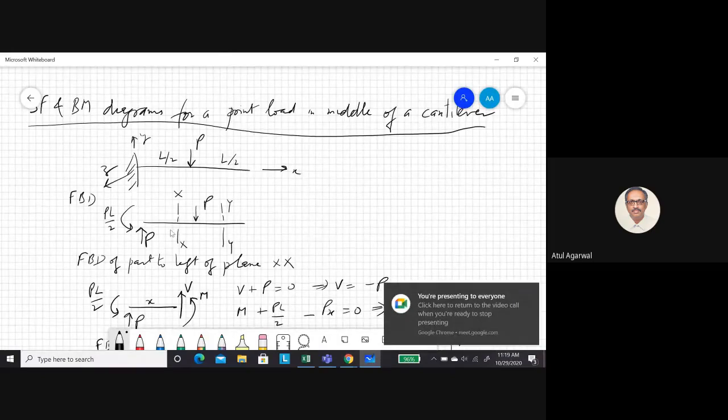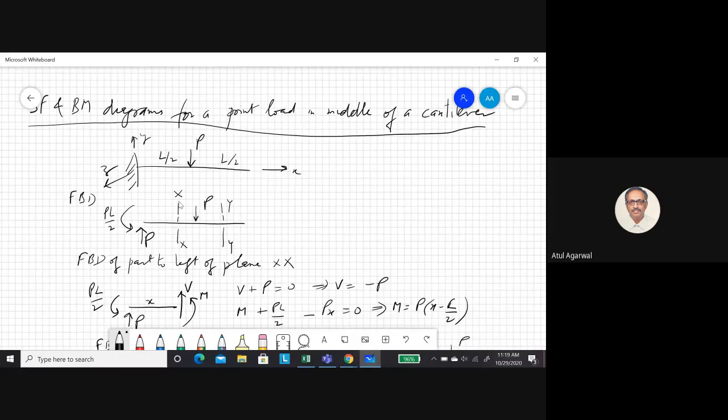Now we want to draw the shear force and bending moment diagram. So we can take a plane XX that will be to the left of the force P, and plane YY which is to the right of force P. This way we'll get bending moment and shear force values from 0 to L by 2 and L by 2 to L.